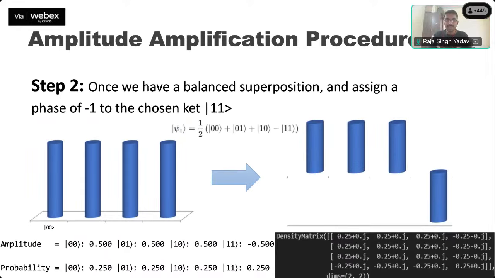Now the idea is, once we have all the states in a superposition, I want to find a particular element. This is a 2 cross 2, 2-qubit example. I want to search for the element 1 1 here. What I'm going to do is introduce some phase toward this particular element 1 1. I'll show you how it happens and the reason behind it.